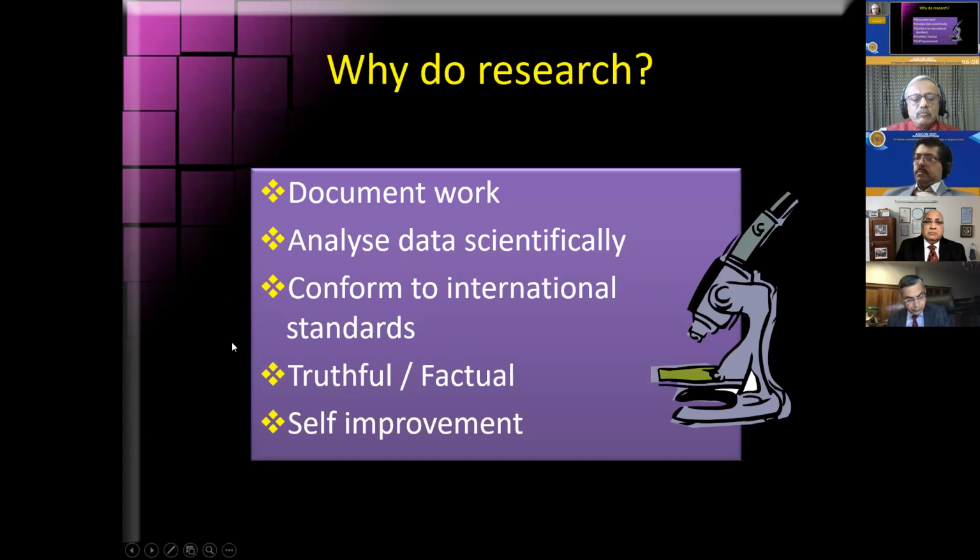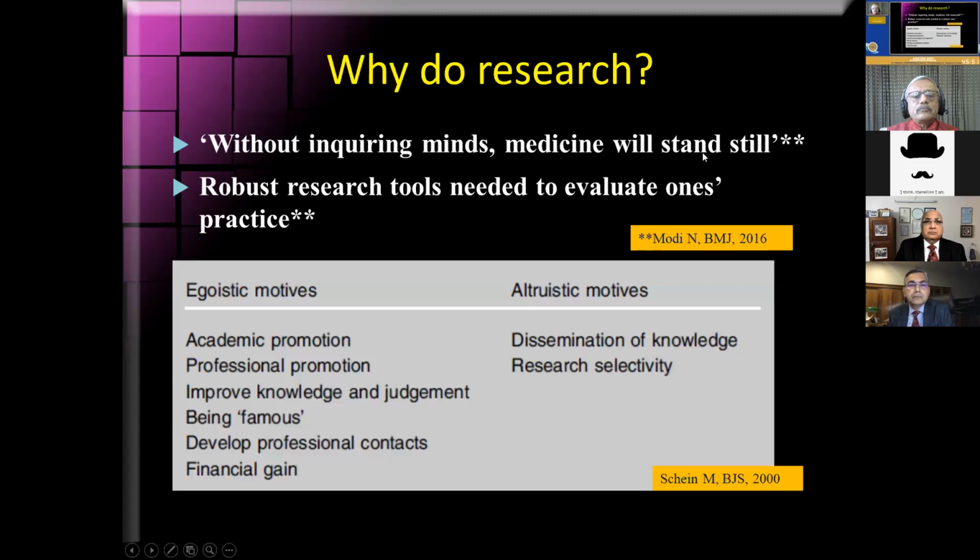It also helps you to be very, very truthful and factual. And through research and a close cousin of research, which is an audit, you have the great tool for self-improvement. And as Mrs. Modi said, without inquiring minds, medicine will come to a standstill. And that is something we need to have: inquiring minds. We need to keep analyzing why we do what we do. And that is the only way we can progress as surgeons. Martin Schein put together the list of things that one should do to undertake research and publication.